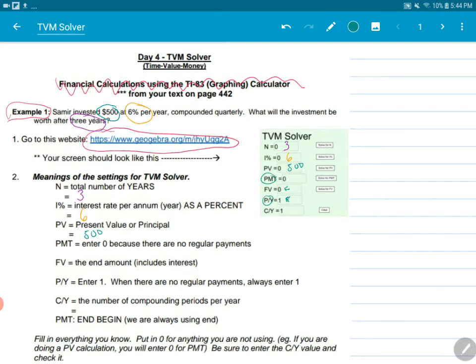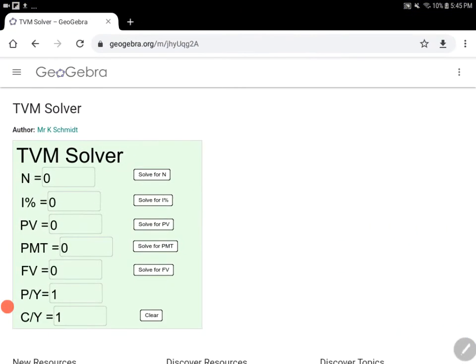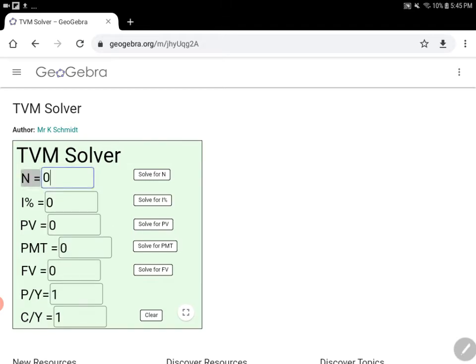And C/Y is the number of compounding periods per year. So if we go up here, we see it says compounded quarterly. How many times a year is that? By now, hopefully we know that that means 4 times a year, which means you're going to put a 4 in here. So let's take a look. I'm going to switch my screen for a second so you can see here. If you have the TVM solver, you should click it and it'll do a little loading thing. And hopefully it's good. There we go. And now we can start typing stuff in.